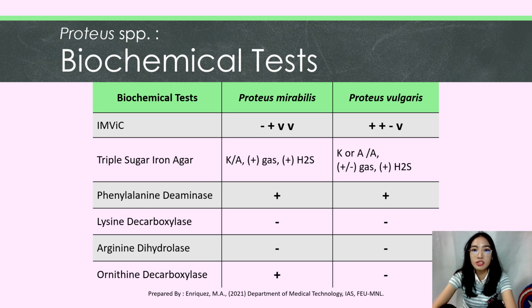Another test that we could do to differentiate them is the ornithine decarboxylase test. So mirabilis would test positive, while vulgaris is negative.